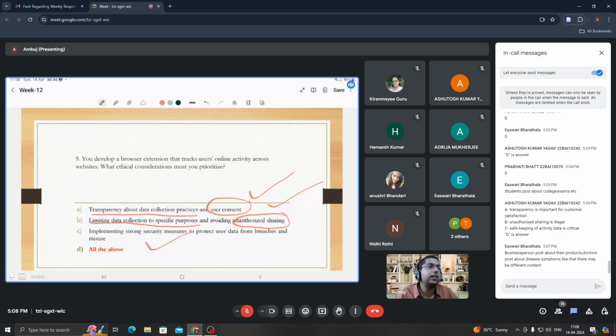Ashutosh has provided the correct explanation. I am very happy. He has provided the explanation to all the options. Regarding A, he is saying transparency is important for customer satisfaction. Definitely, customer satisfaction is just one aspect. It's a genuine safeguard regarding the information communication. Not just for my satisfaction.